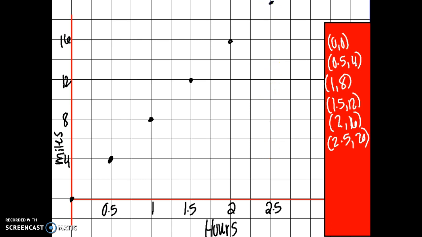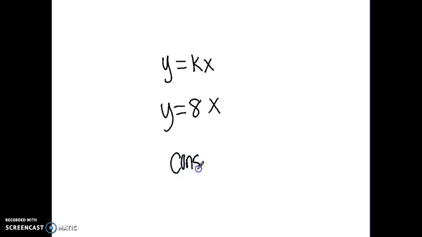And you always connect your points with a line. Draw a line through all the points, and that gives you your graph. To make an equation for Miguel's word problem, equations are represented by your dependent variable is equal to the constant times the independent variable. So you're going to leave y and x, and you're just going to replace k with your constant. Your constant is the same thing as your unit rate. So y equals 8x. And the constant of proportionality is 8.